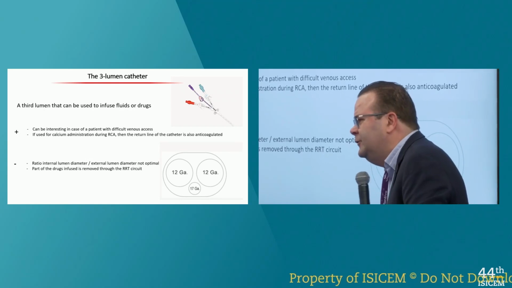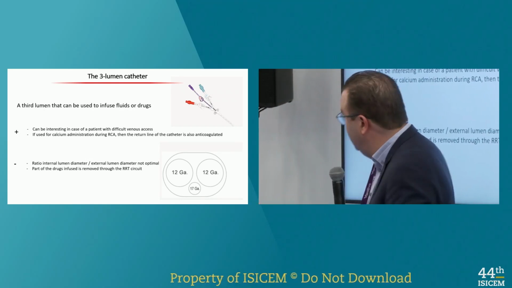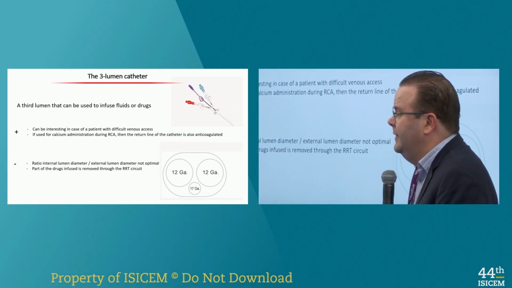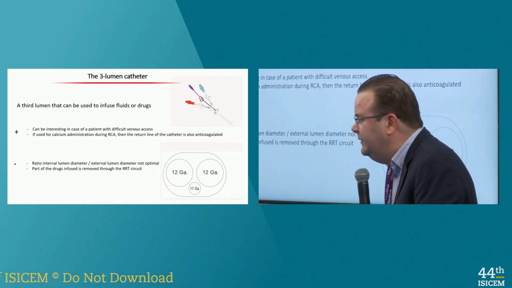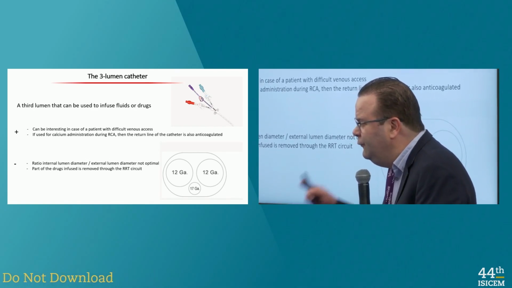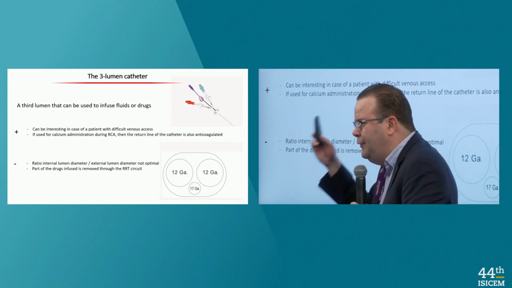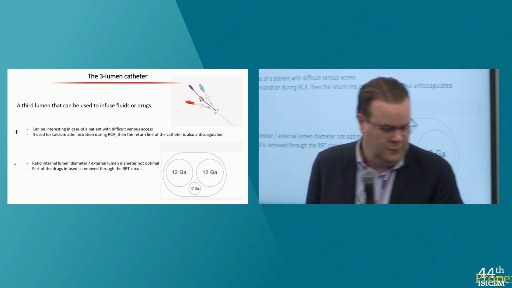Also, it could be interesting in some protocols when you use citrate anticoagulation, the calcium administration can be done on that lumen, because then half of your catheter will be anticoagulated in this situation, right? If you place the calcium administration on this third lumen, I think there is one catheter here. Where is it? Oh, here.